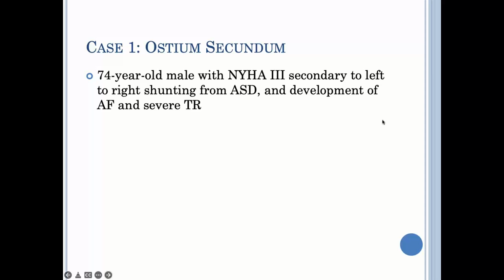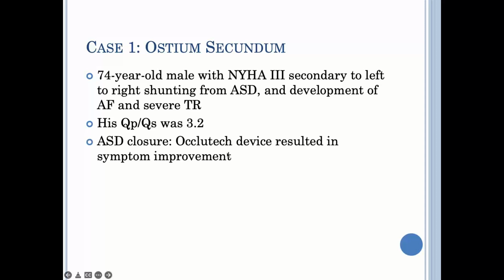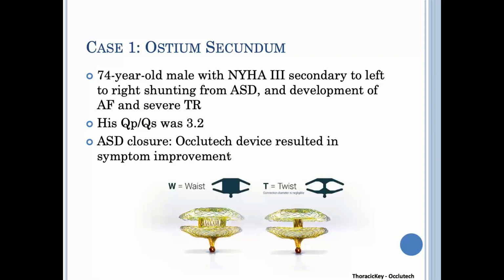So the first one is a case of a 74-year-old gentleman with NYHA class 3 symptoms who was discovered to have an ostium secundum ASD with left to right shunting, and when he developed atrial fibrillation, he had severe tricuspid regurgitation and became very symptomatic. He had a quite significant shunt flow of 3.2, and then he received an ASD closure with an Ocutech device that resulted in symptom improvement. And I've shown a photo of that here.